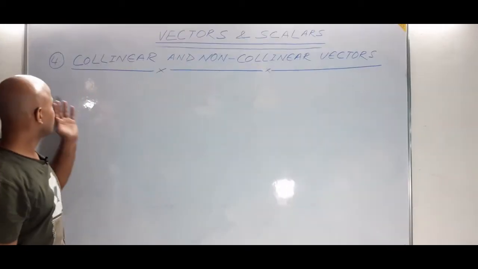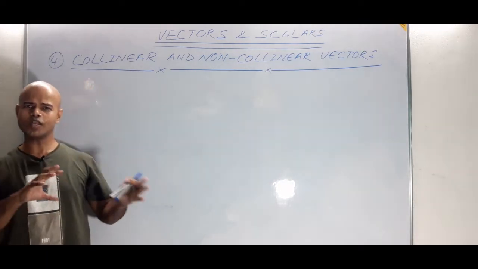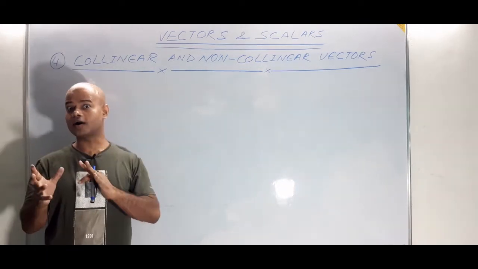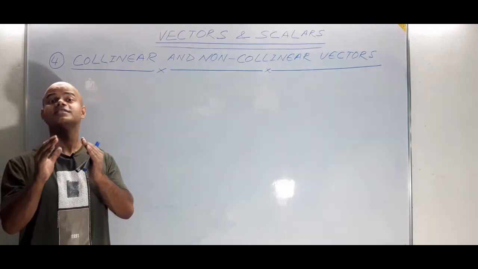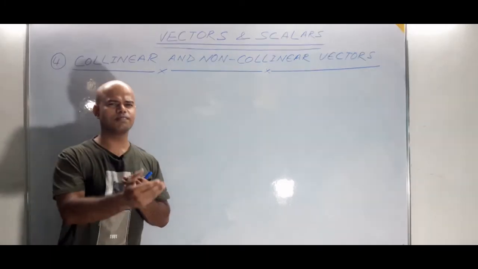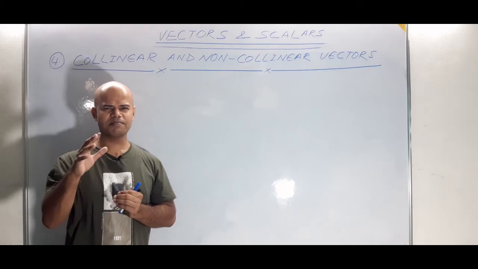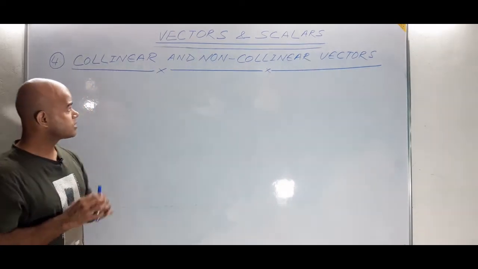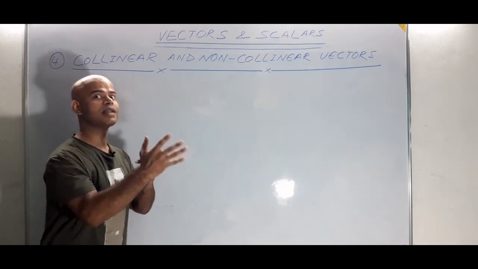Alright, so the fourth one: collinear and non-collinear vectors. Collinear, co-worker, co-star. So co has something to do with same. Co-worker means working on the same project, working in the same company, right? Same rank, something like that. Similarly, collinear means lying along the same line.